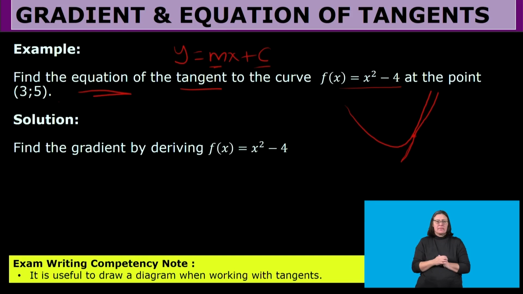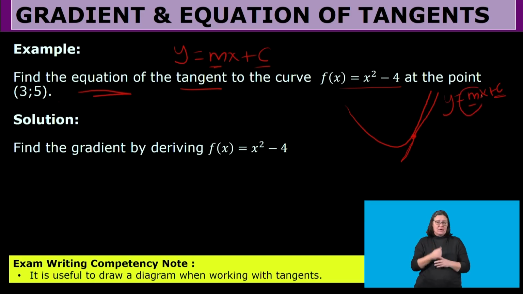Okay, so you've got a tangent, which is supposed to be a straight line, touching this graph at the point x is equal to 3. I know that this equation is going to be of the form y is equal to mx plus c. How do I get the key points that I need for the equation of the tangent? What are those key points? I need the gradient and I need the y-intercept.